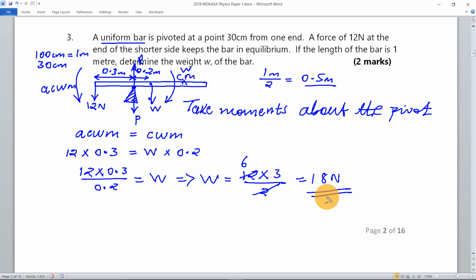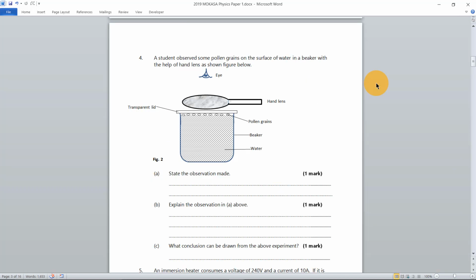Now let's look at question 4. So over here, I had to zoom out so that the whole question can be seen. Now, in this question, we are told that a student observed some pollen grains on the surface of water in a beaker with the help of a hand lens as shown in the figure below. So there is a hand lens, there is a transparent lid, and there are some pollen grains, and of course this is water in a beaker. Now, state the observation.